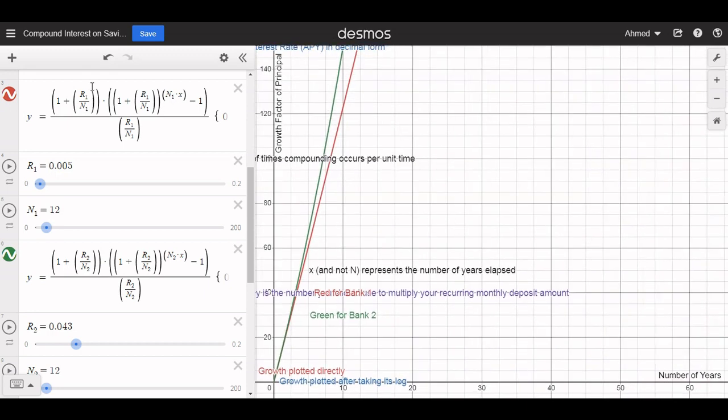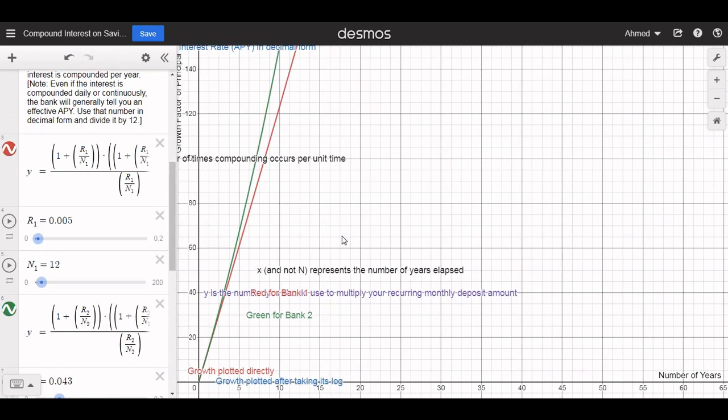Well, what we want to find out is just how much of a difference the difference in interest rates, or for that matter the compounding frequency, makes. And it's kind of hard to tell from these graphs. So what you do is you go back to this wrench icon.